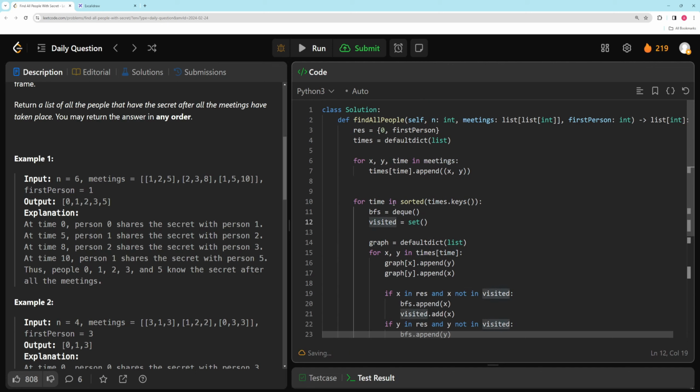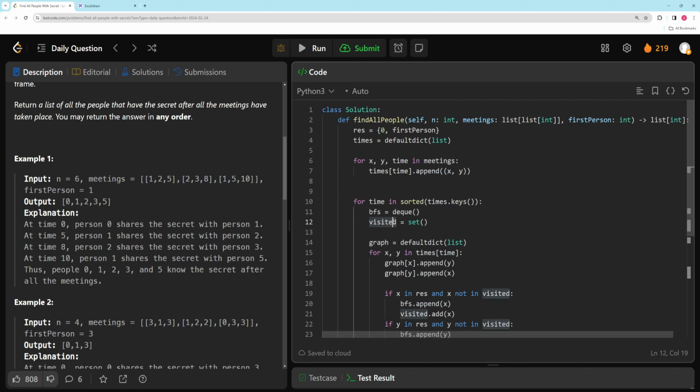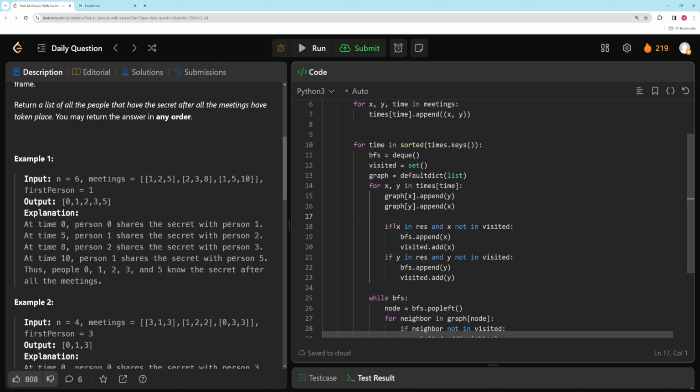And then we sort the times. So worst case, let's say every meeting occurs at a different time. So worst case, that's going to be M log M. And we do a BFS. So essentially every meeting only gets processed one time. And then we might put nodes from that meeting into a BFS one time. But this BFS is basically going to be dependent on how many meetings we have, not how many nodes, right?